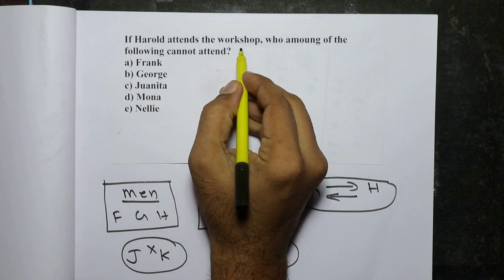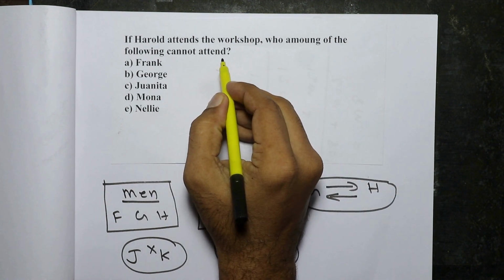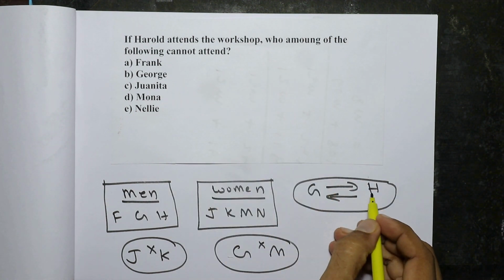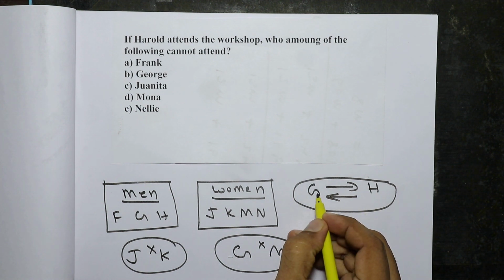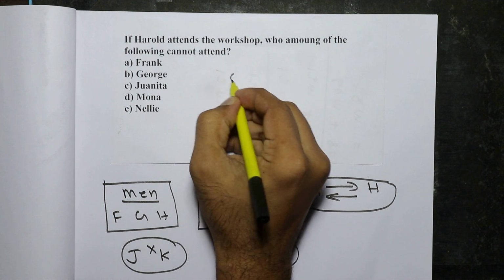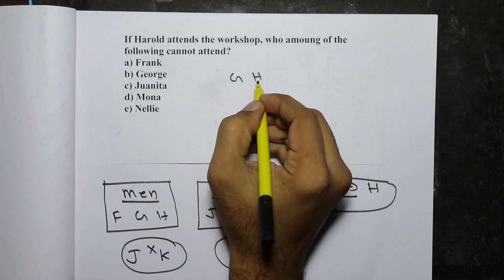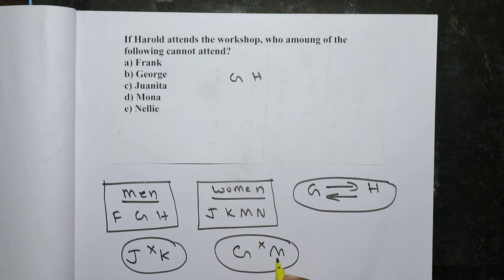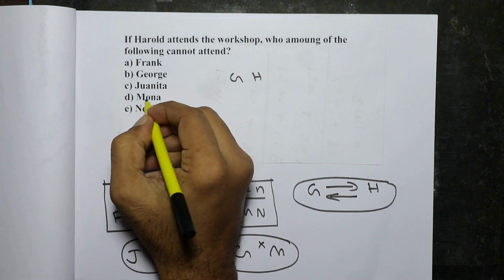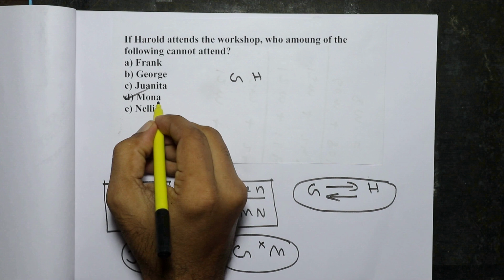If Harold attends the workshop, who among the following cannot attend? Now if H attends, then definitely G should also be selected. So along with H, G should also be selected. And if G is attending, then M cannot attend. So basically if H is attending, then M cannot attend. So option D, Mona is the person who cannot attend. Hence option D, Mona.